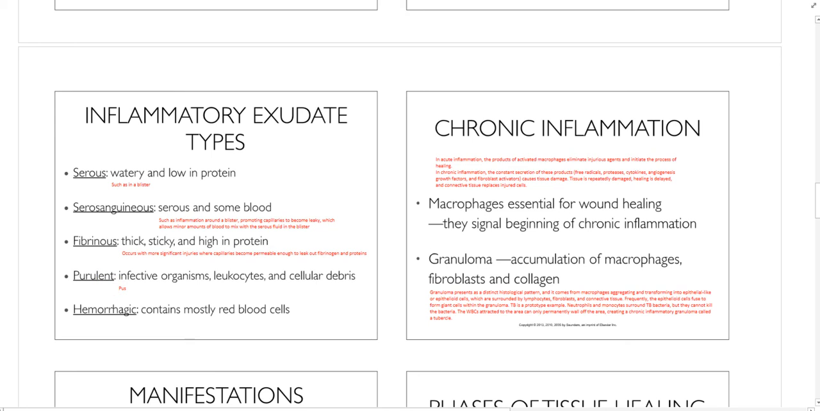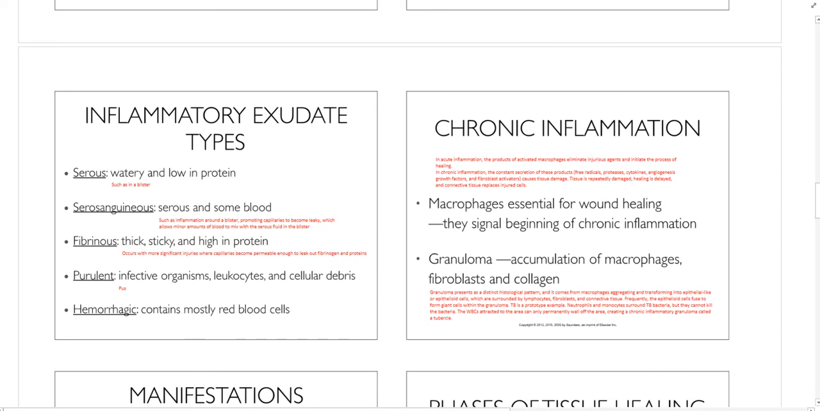Purulent is just pus, which is filled with infective organisms, the white blood cells, leukocytes, that are attacking them, and the cellular debris of the now destroyed infective organisms that have become prey to the white blood cells. Hemorrhagic, that's blood.